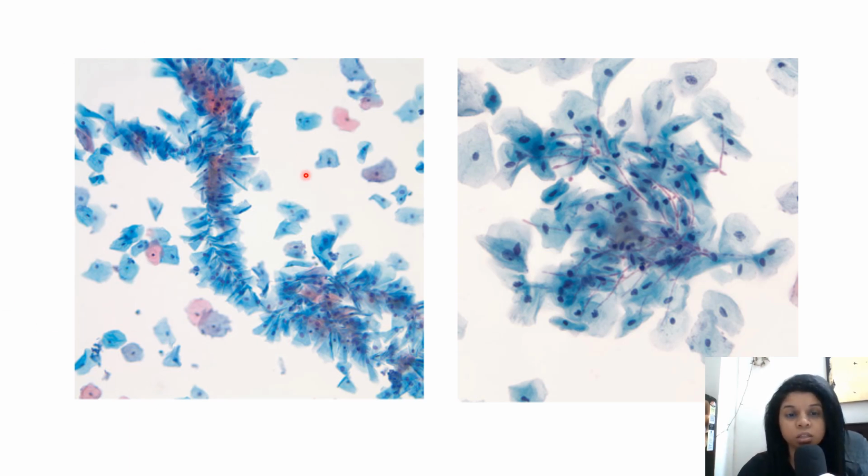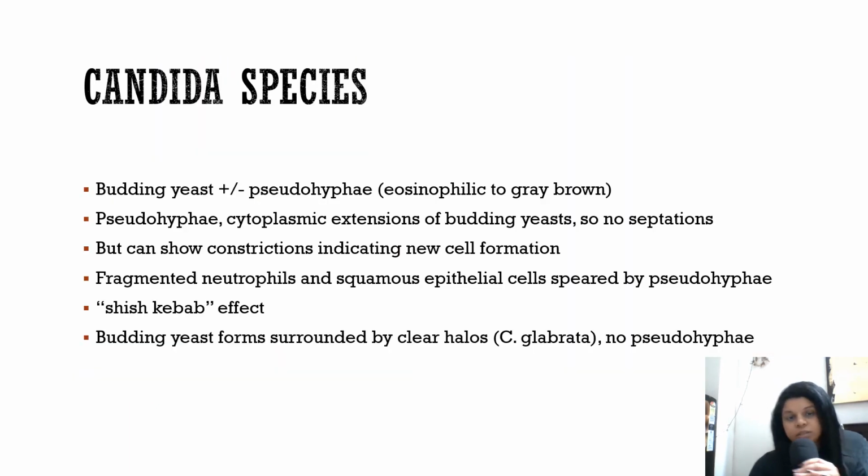And then you are seeing this beautiful shish kebab effect in the liquid base cytology, and then you are seeing these small yeast forms and pseudo hyphae forms. So this is the common infection of candidiasis. Candida species, you can see it as budding yeast with or without pseudo hyphae.